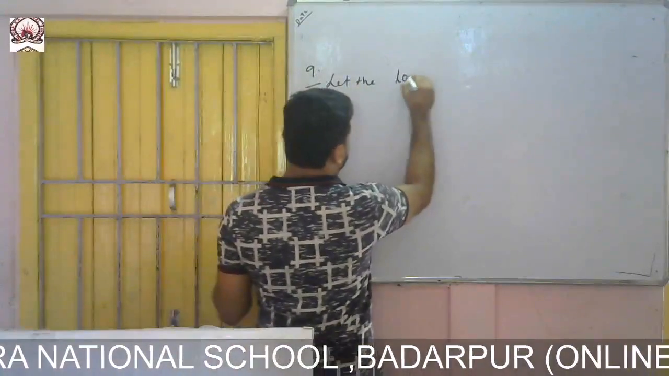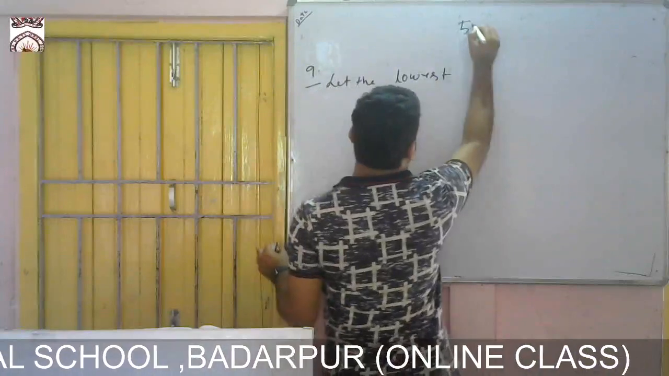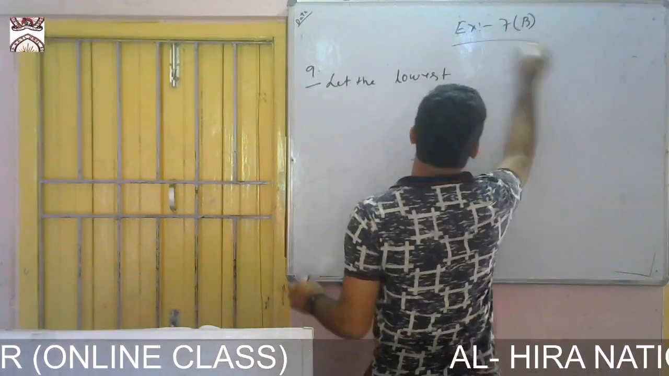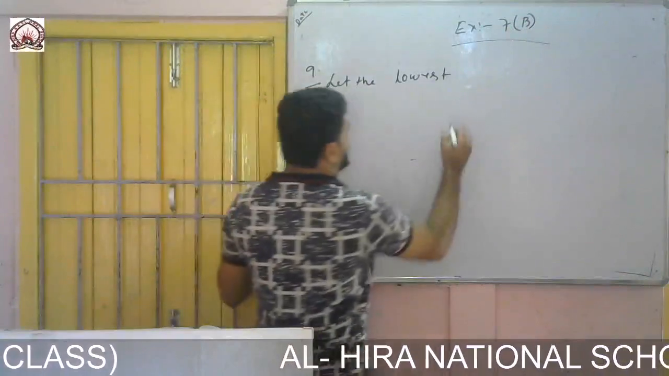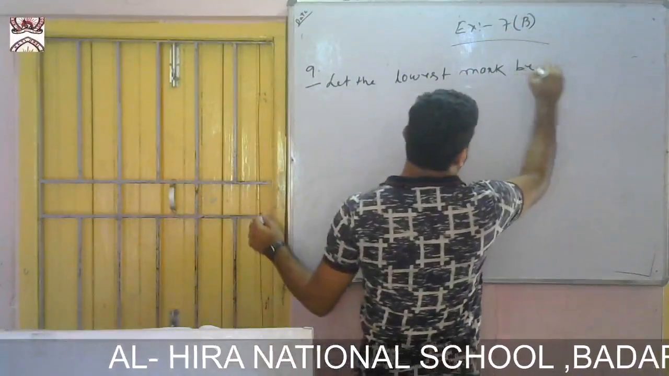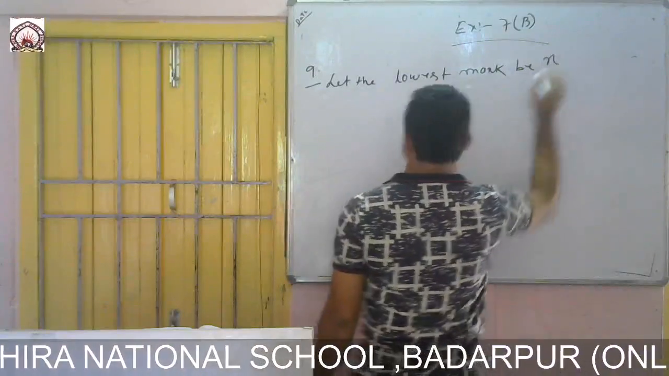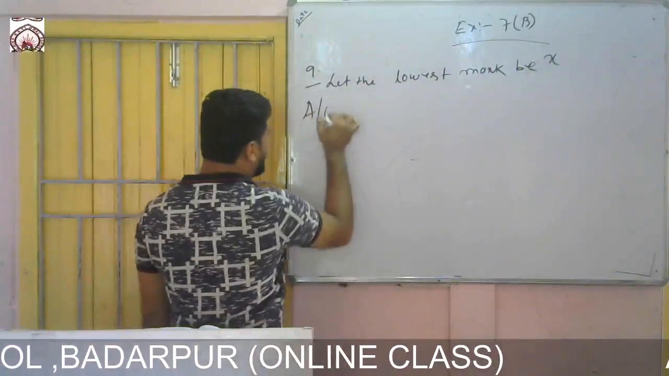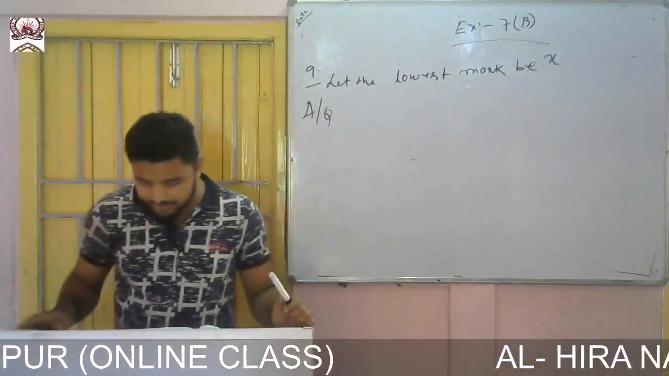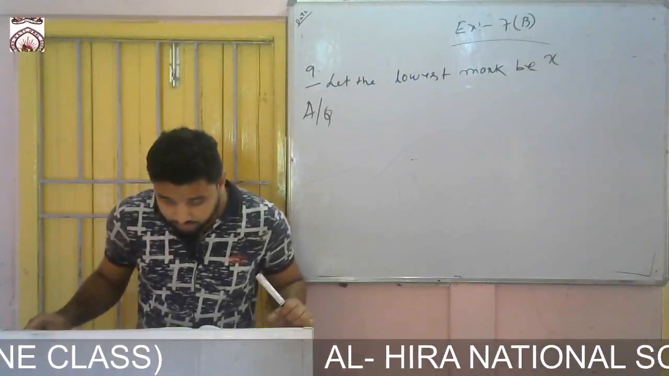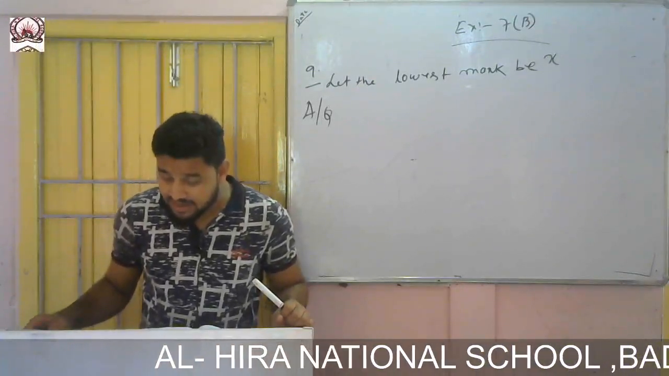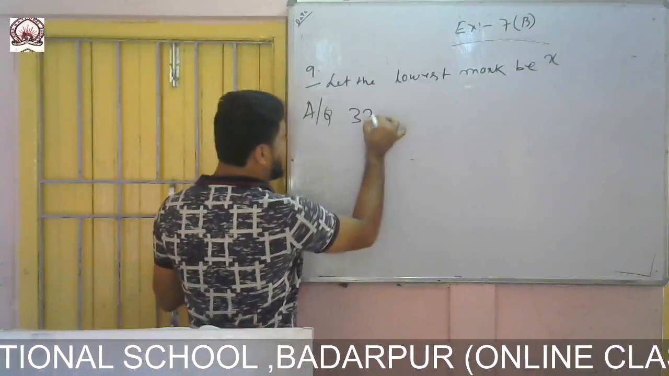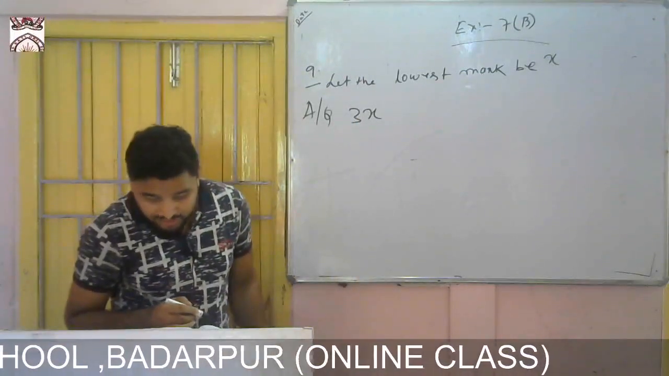Let the lowest mark be X. Now according to the question, it is said that the highest marks obtained by a student in her class is 3 times the lowest mark, that is X, 3 times the lowest mark minus 7.